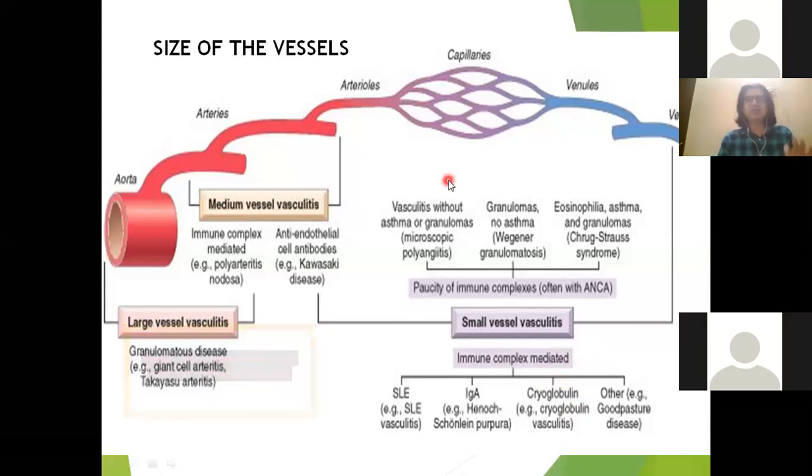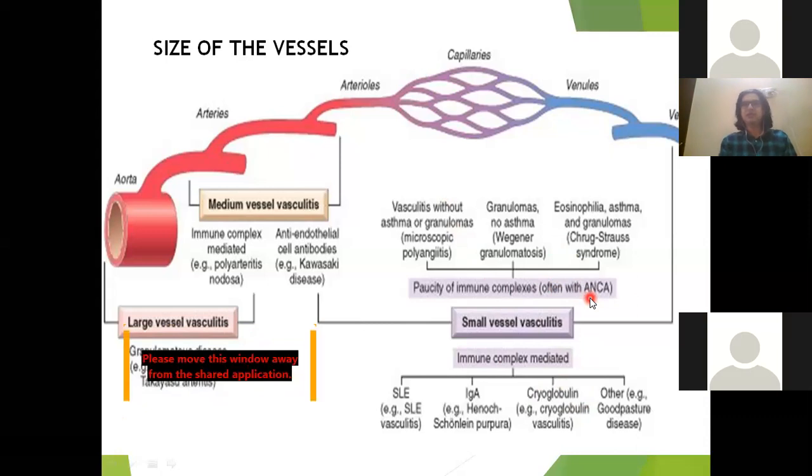Okay, so this picture is also telling you something about morphology and pathogenesis. For example, if we look at the category of small vessel vasculitis, here it has been divided into two major categories based on pathogenesis. That is, vasculitis caused by immune complexes. Immune complexes, we know, are a type 3 hypersensitivity response.